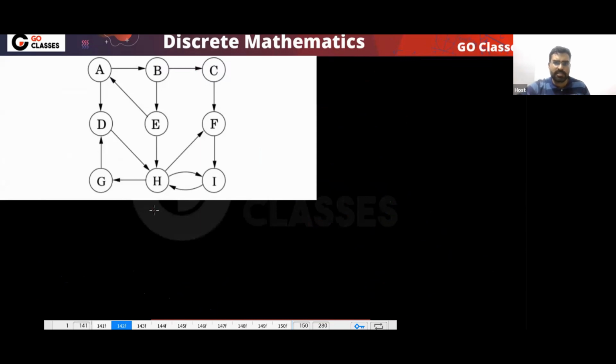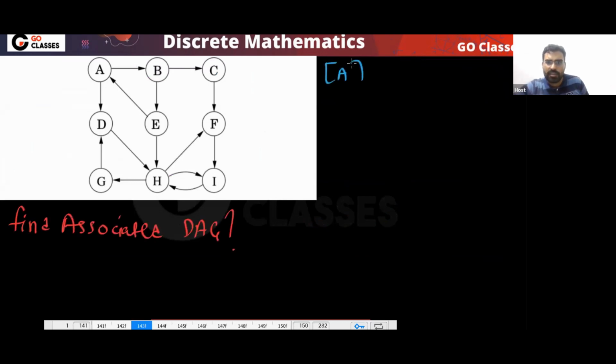Okay, let's see this question. This is a university exam question. Find the associated DAG. Let's be systematic. Let's find the strongly connected component of A. So A will be there. What else? You can notice this cycle. So A will be there, B will be there, E will be there. Can I add C? From A to C you have an edge, but can you go from C to A?